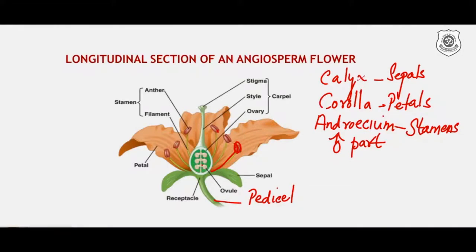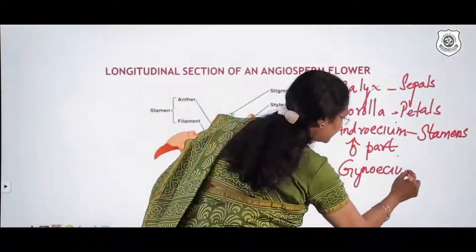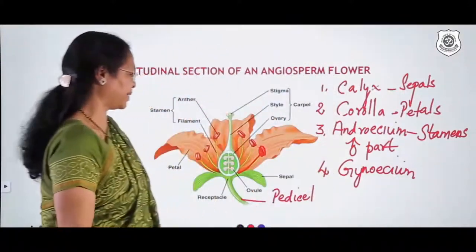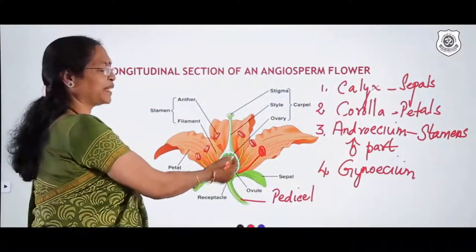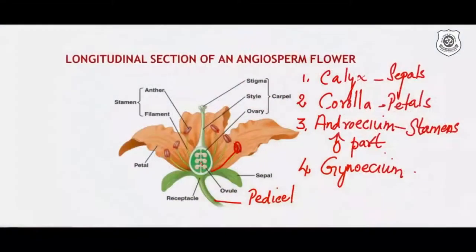The first one is calyx, the second one corolla, the third one androecium, the fourth one technically we shall call gynoecium. So this is the innermost whorl of the flower. And gynoecium is made up of either pistil or carpel.